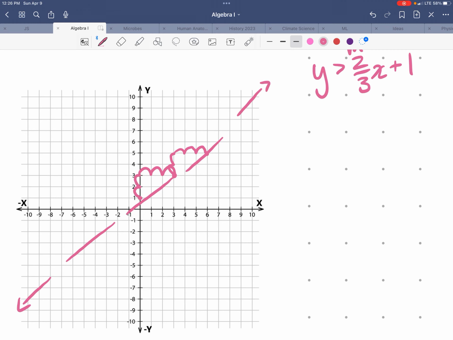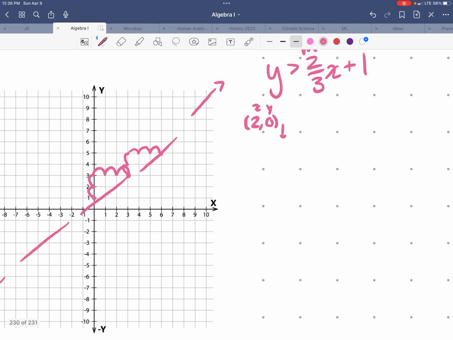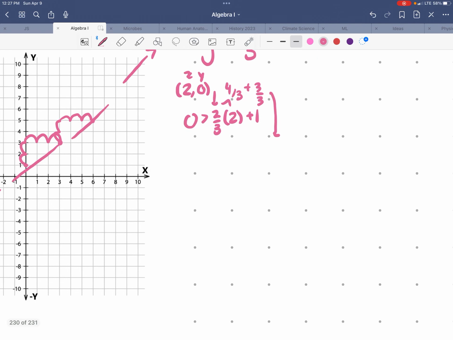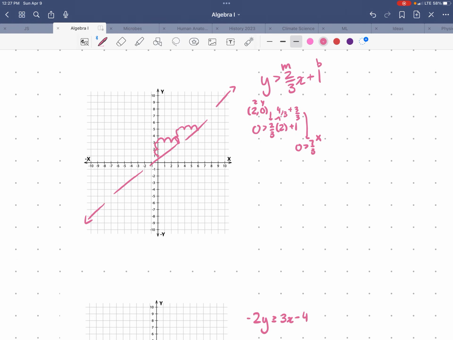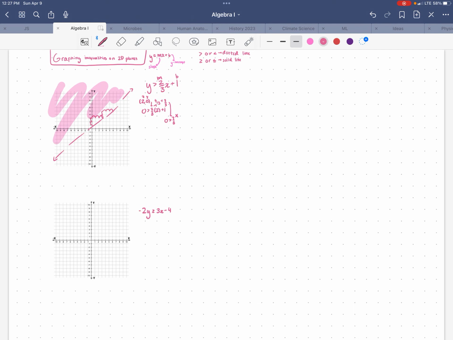And now to decide what side of the line to shade on, we can pick any point on the graph, and I'll use 2 comma 0, this being x, and this being y. If we plug this into our equation, we get 0 is greater than 2 over 3 times 2 plus 1. This becomes 4 over 3 plus 1, which is just 7 over 3. And then we get 0 is greater than 7 over 3, which is not true. Therefore, we will shade it on this side of the line.